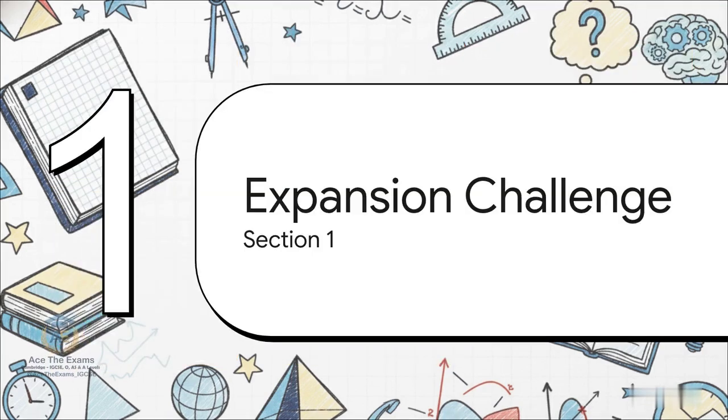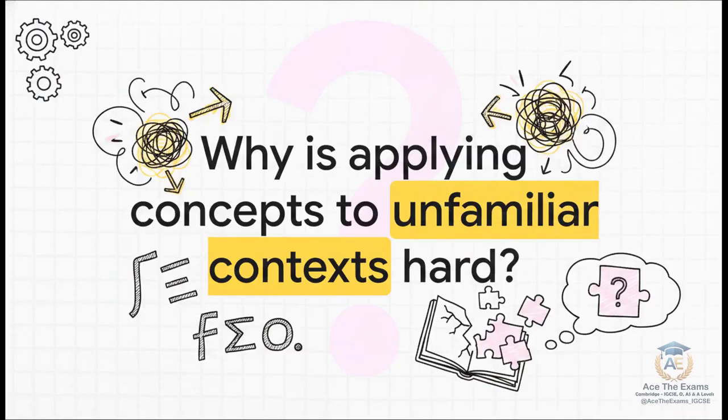All right, Section 1, the binomial expansion challenge. Let's get into it. So here's a question for you. Why is applying mathematical concepts to unfamiliar contexts so incredibly hard? I mean, think about it. You might have the formula completely memorized, right? You know your combinations, you know your factorials, you understand the basic binomial theorem inside and out.